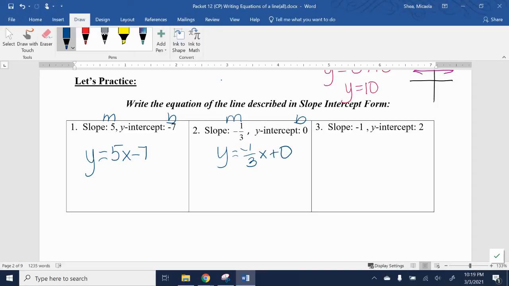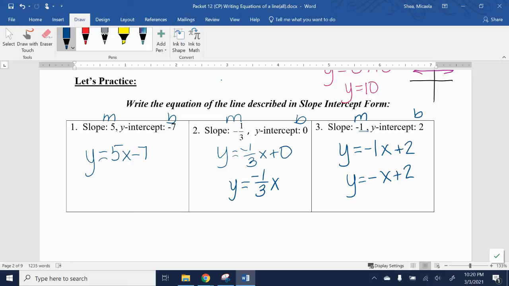I just want you to be aware that you may end up with problems like this on a test where instead of saying plus 0, they simplify it to y equals negative 1/3 x. They leave off the plus 0 because when we add 0, it doesn't add any value. Finally, on the last one, they said that m is negative 1 and b was positive 2. So you should have gotten y equals negative 1x plus 2. Again, you may see this on a test where they write y equals negative x plus 2, and that 1 that was there is just understood to be there.